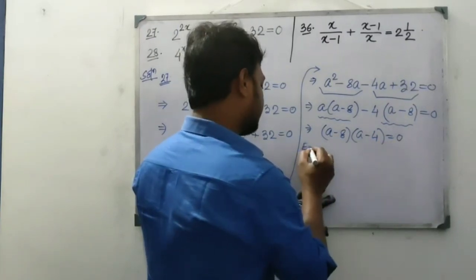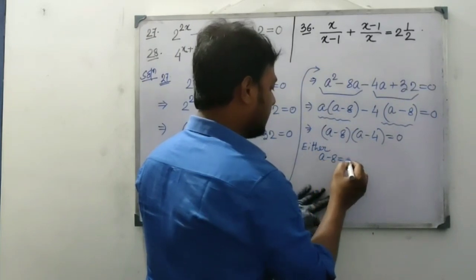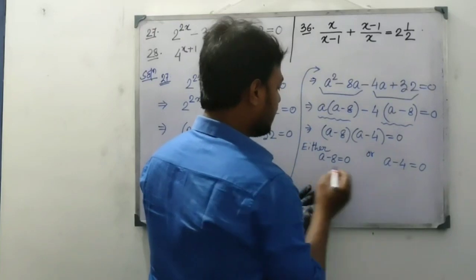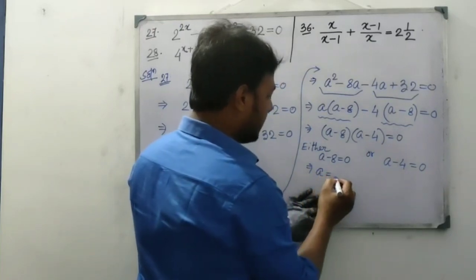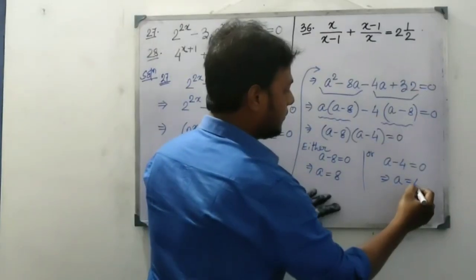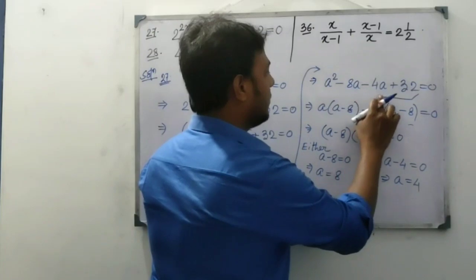Either a minus 8 equals to 0 or a minus 4 equals to 0. This implies that a equals to 8 and this one gives a equals to 4. But look at the board and look into the question.